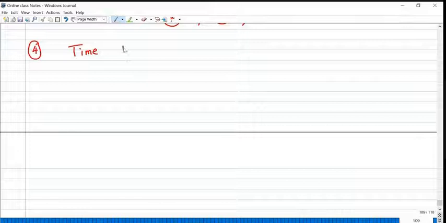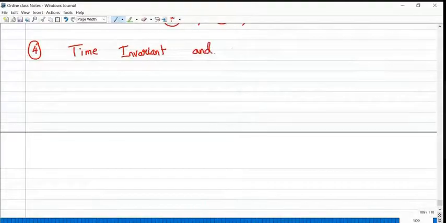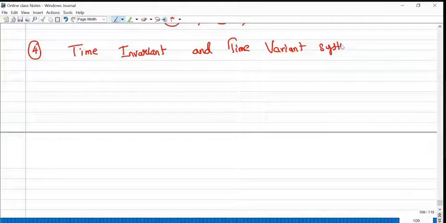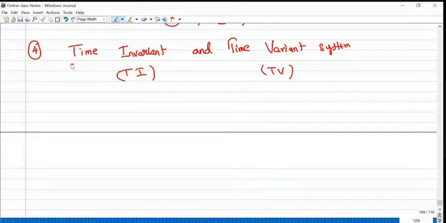So static, dynamic, causal, non-causal, linear and non-linear system. Next one: time invariant or time variant. Time invariant system and time variant system. In short form, TI, time invariant, and the time variant system.